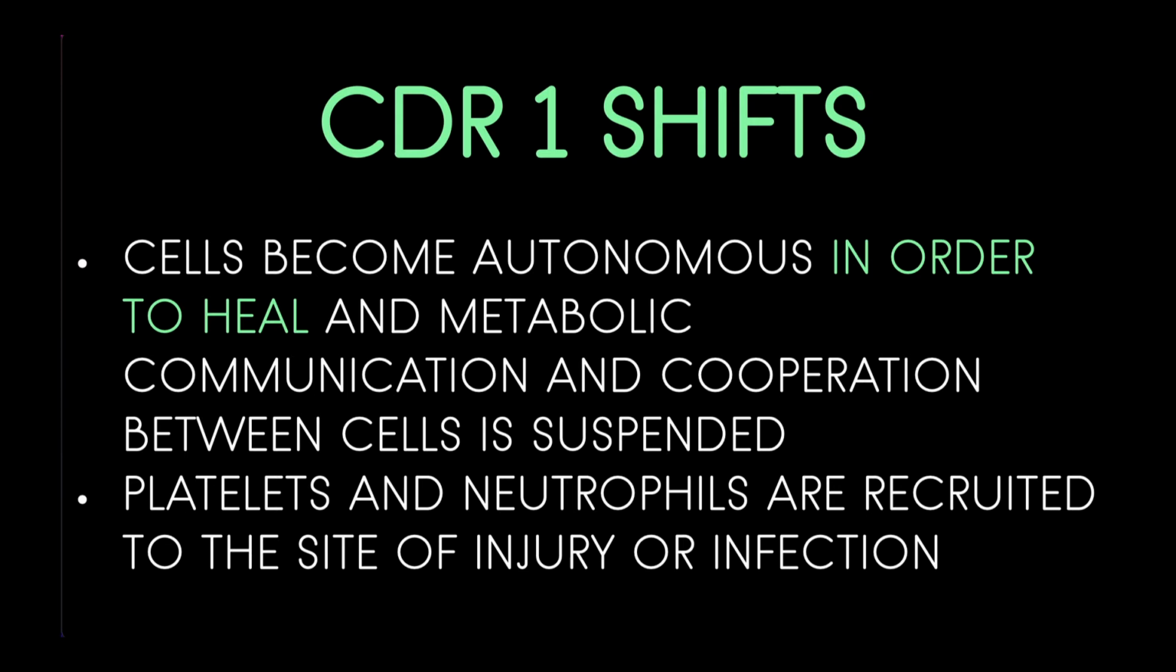Cells become autonomous in order to heal, and metabolic communication and cooperation between cells is suspended. Platelets and neutrophils are recruited to the site of injury or infection, right? So blood clotting goes up, which makes sense. If we are fighting with the proverbial tiger and we get cut, then we don't want to bleed out. So when cell danger response 1 is triggered, then clotting should increase.